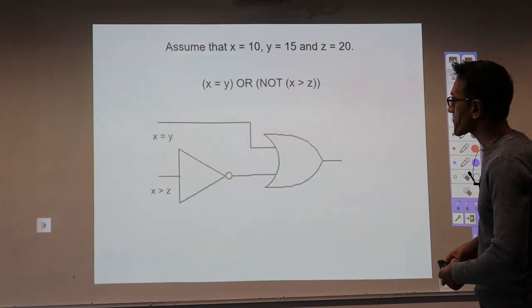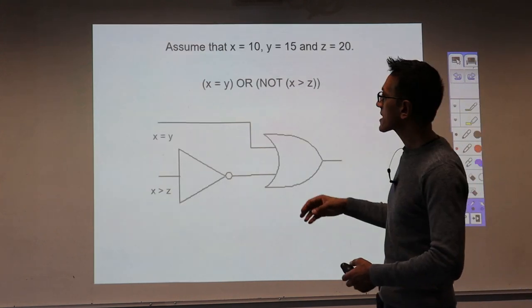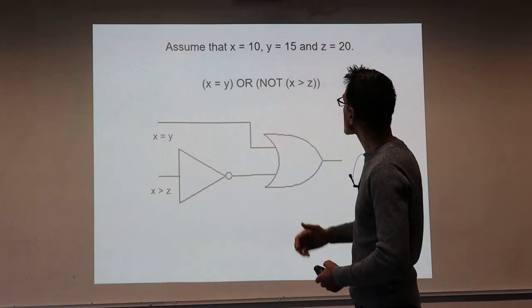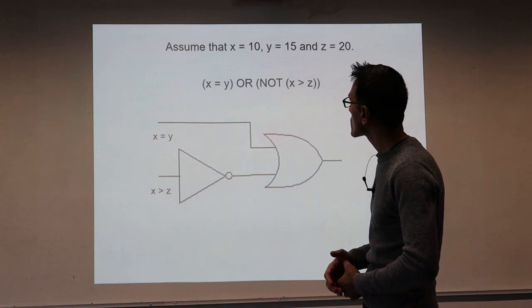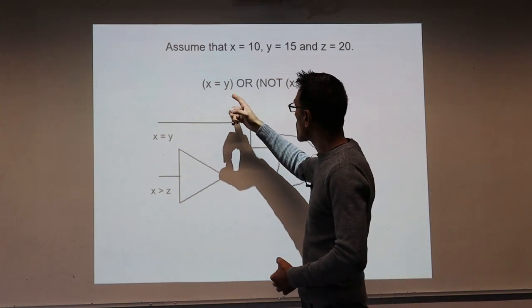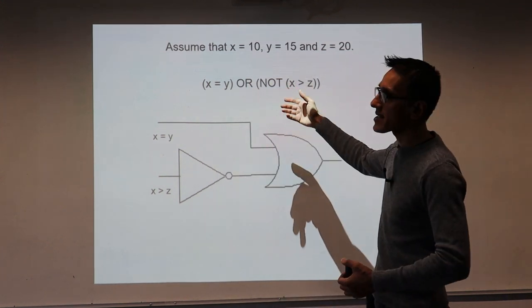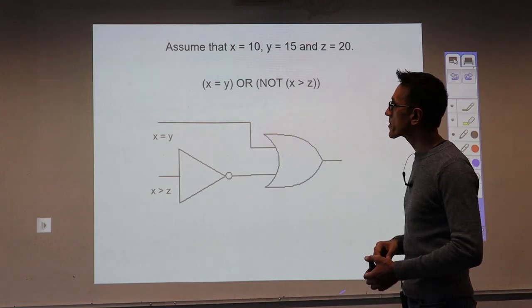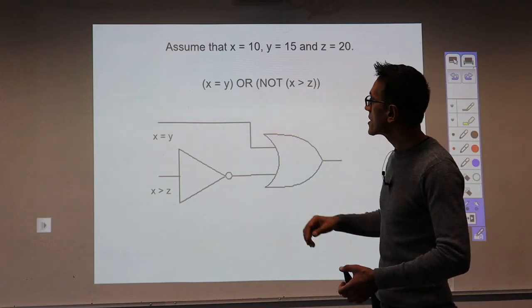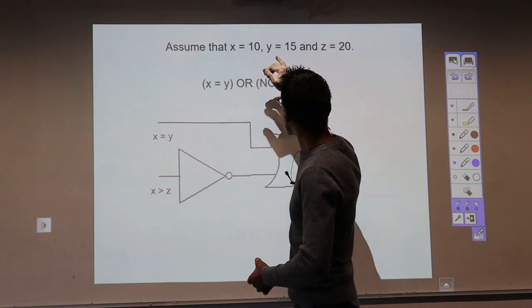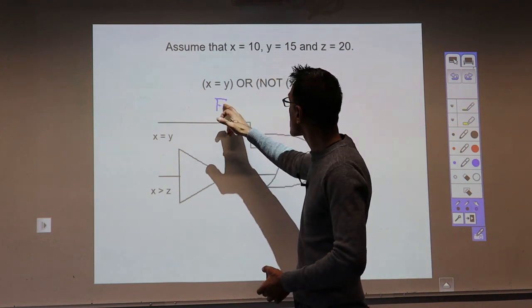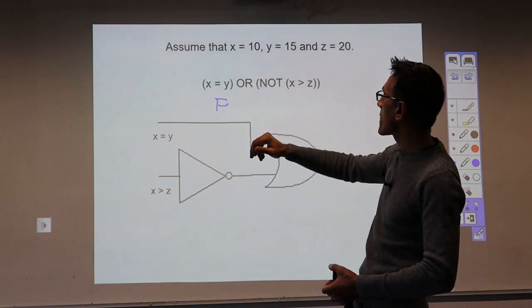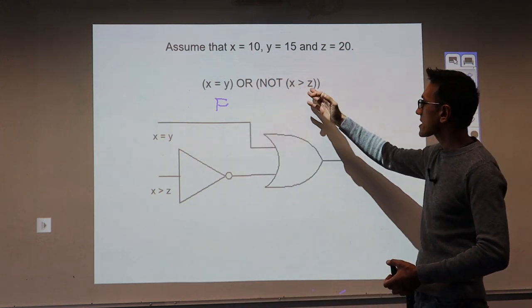Another example. Here we've got X equals 10, Y equals 15 and Z equals 20 this time. Does X equal Y or not X greater than Z? This is what we're trying to establish. X equals 10 and Y equals 15, so X equals Y evaluates to false because X does not equal Y.